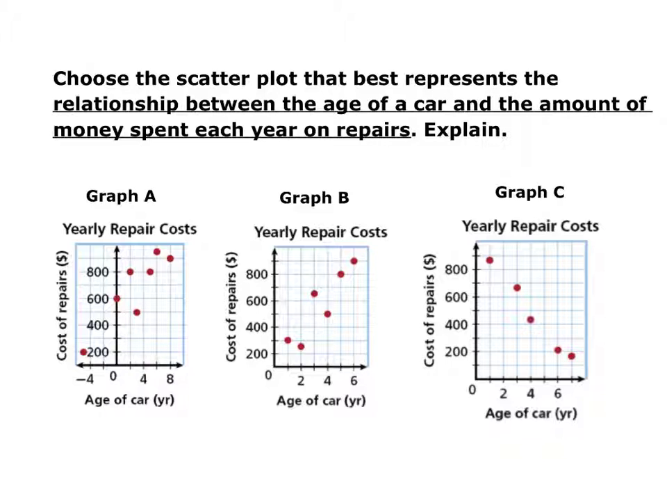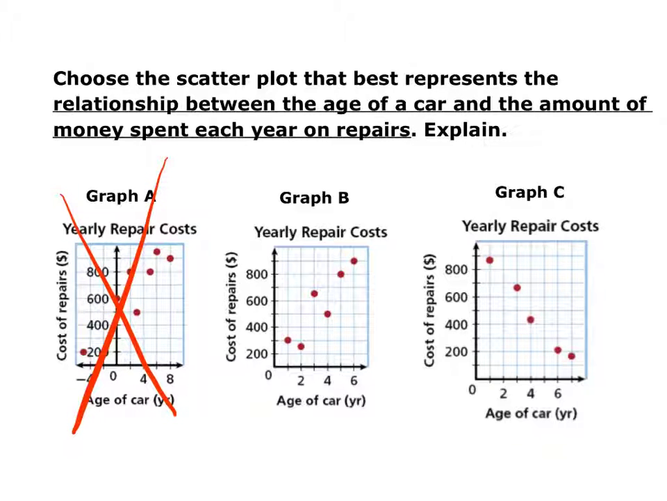Looking at Graph A, this is sort of common sense, but it starts off at -4. So the age of the car by year is -4. Now, does it make sense? If you ask someone how old they are and they respond, I'm -4 years old, that's not possible. You can't be -4 years old. So that is a big no.